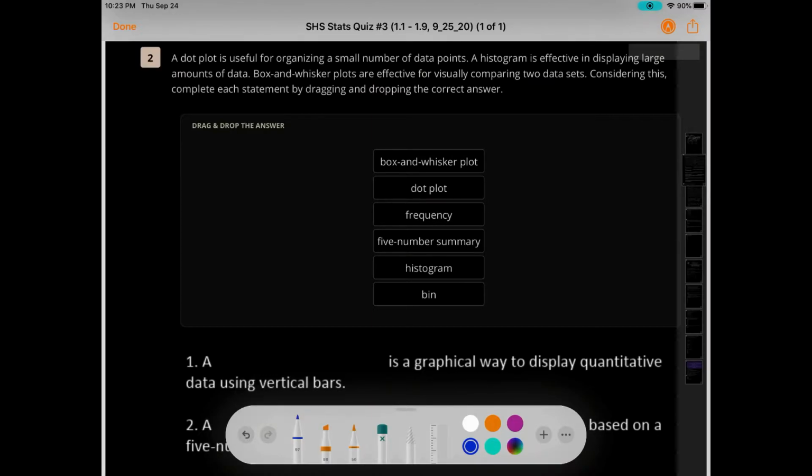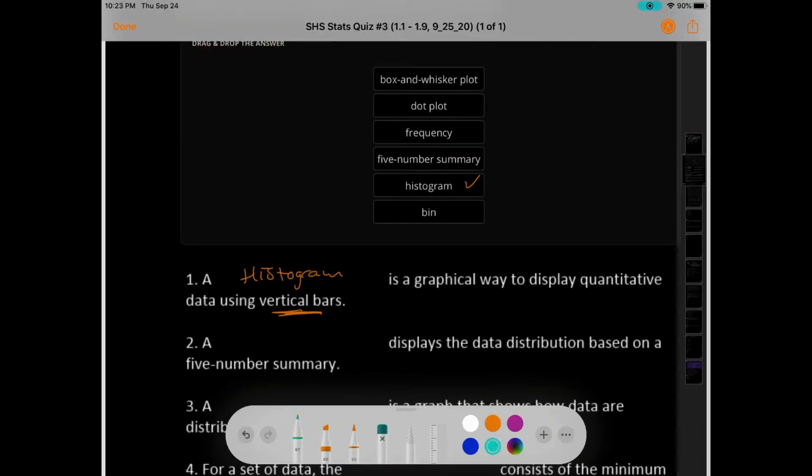A blank is a graphical way to display quantitative data using vertical bars. Histogram. A histogram is a graphical way to display quantitative numbers. A blank displays the data distribution based on a 5-number summary. So the keyword is 5-number summary. This one's also called the box plot, right? So box and whisker plot. What else? What do we got?